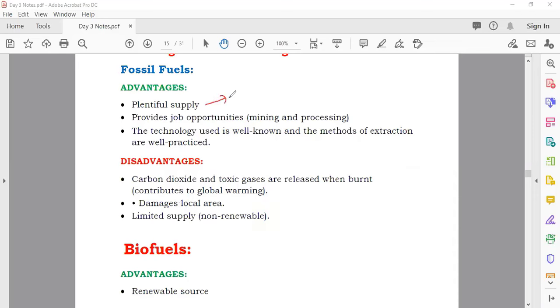Plenty of supply means, for example, if you are using, let's say, another source, like you are using... Can you hear me? Yes, I can hear you. Now, can you mute your mic? I can explain to you because there is some background noise.